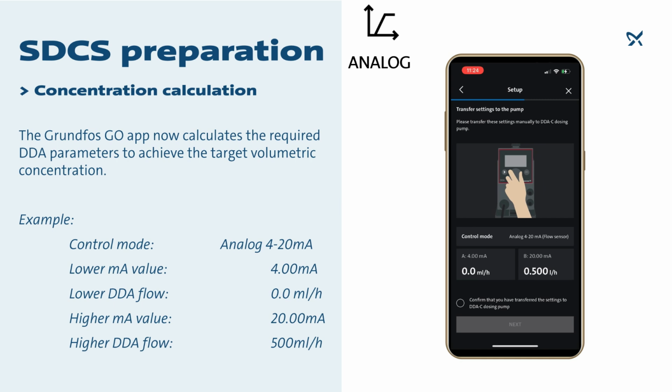Grundfos GO now calculates the required DDA setup parameters based on the analog scaling of the external flow sensor and the target concentration. The DDA setup parameters shown below left are based on an analog 4 to 20 mA flow sensor with 10 cubic meters per hour at 20 mA and a target concentration of 50 milliliters per cubic meter.